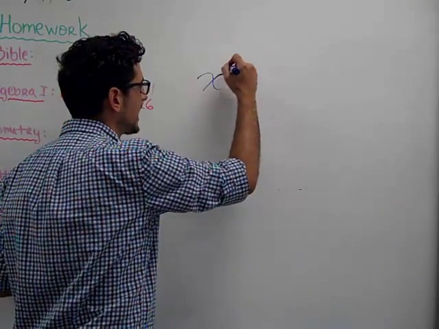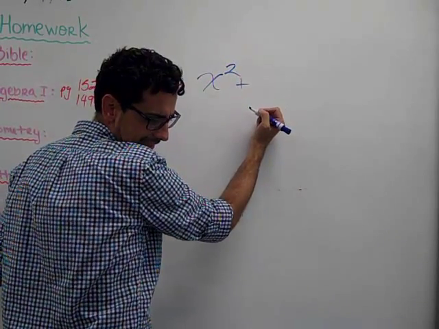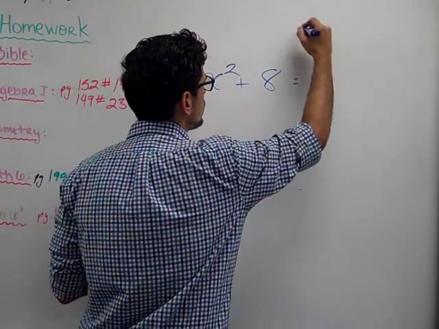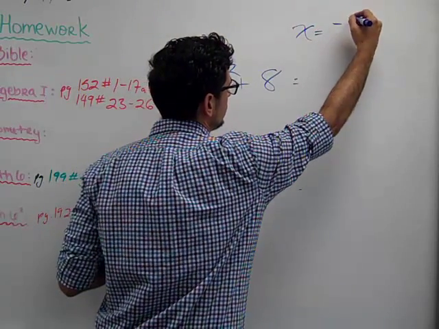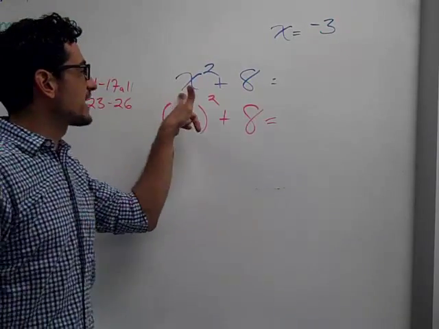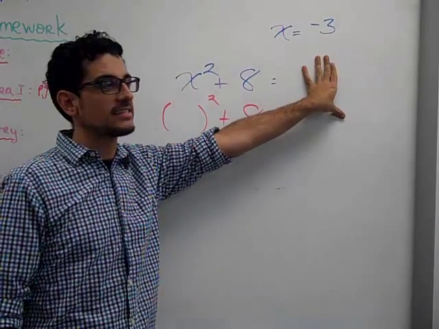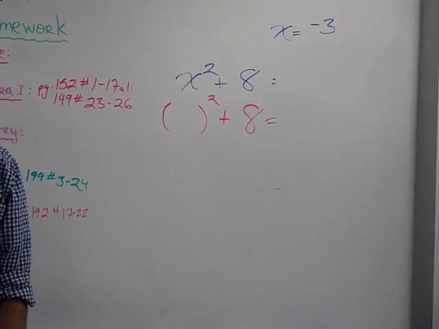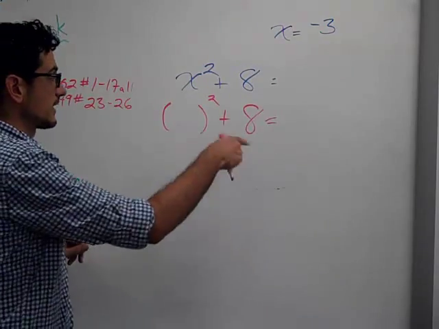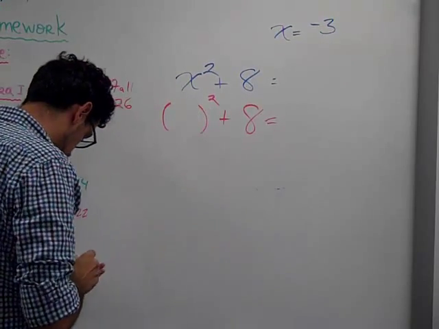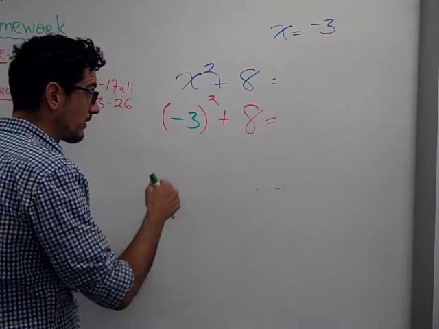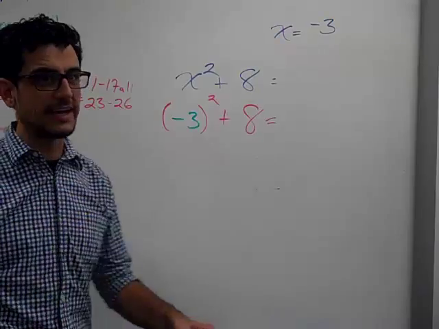Example. If I'm looking at x squared plus 8, and I have the value of x is equal to -3. Let's do that. So here we go. We have x squared plus 8, and I'm plugging in x is equal to -3. So we do -3 to the second power. I plug in the -3 right here. What does this imply?